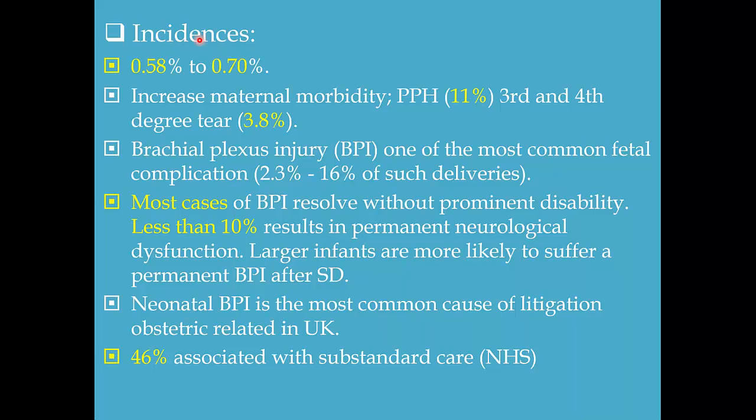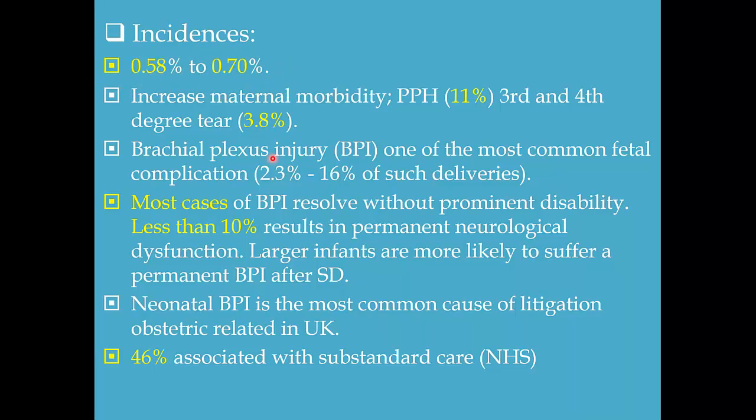So what is the incidence of shoulder dystocia? The overall incidence of shoulder dystocia is between 0.8% and 2%. This is the incidence, less than 1%. This is a recall question asking about the incidence of shoulder dystocia.